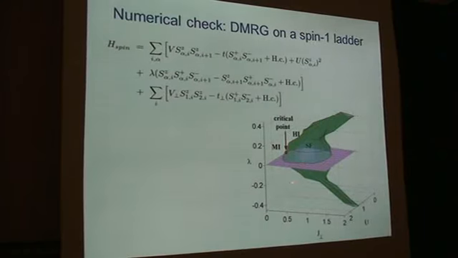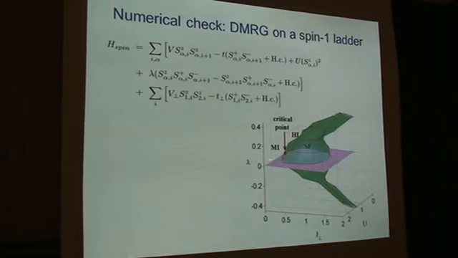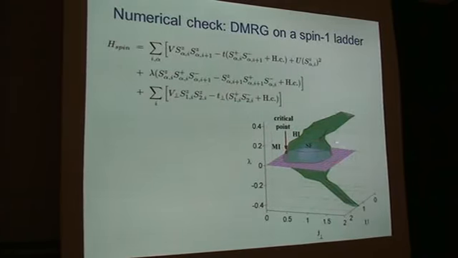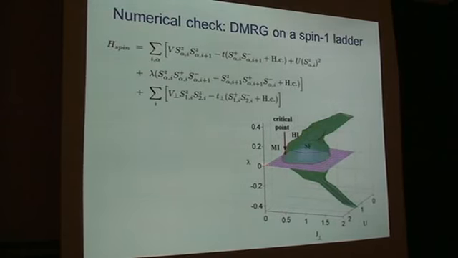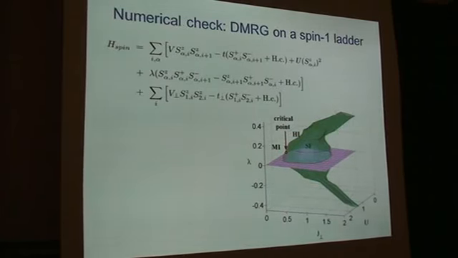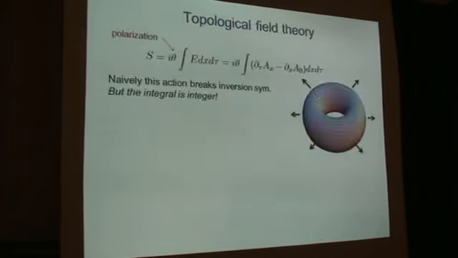And you see that the system indeed wants to develop these horns, and in the lambda equals 0 plane, you can connect the Haldane insulator and Mott insulator directly, adiabatically. So this indeed works.